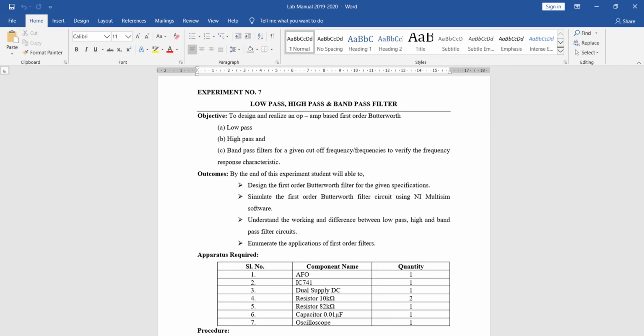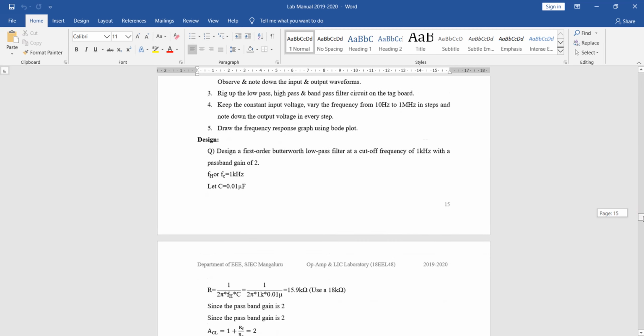The objective of this experiment is to design and realize an op-amp based first order low pass, high pass and band pass filter for given cutoff frequencies, and to verify the frequency response characteristics. The final part is to plot the frequency response characteristic, that is, the gain versus the frequency. The gain should be in decibels. So we will first go to the design part of this circuit.